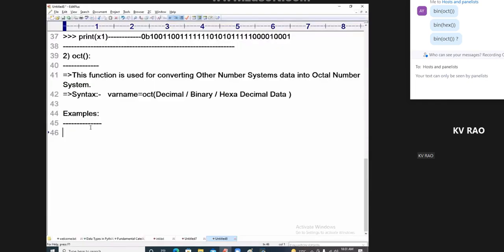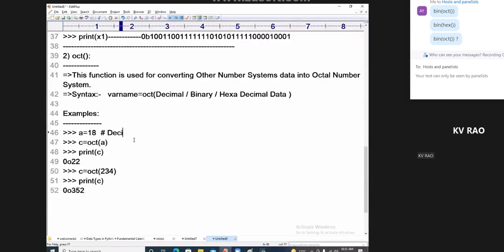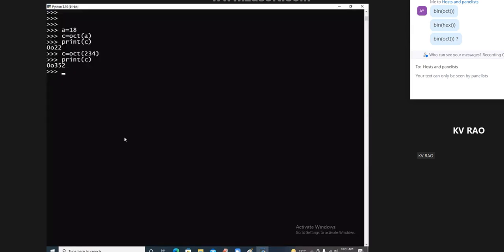I hope this is clear: decimal data converted into octal. Now I'm writing here: this is decimal data, and this is converted into octal format. Okay, next I'm going to take binary format. See, my dear students, A is equal to 0b111, binary data, converted into octal. Oct of A. This is 15, converted into octal. Print C. See how easy it is. 17.